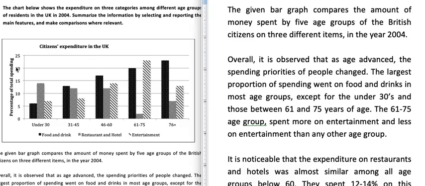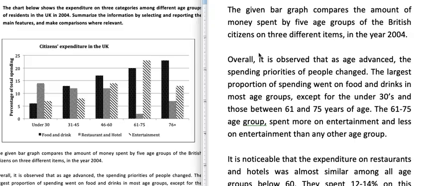The y-axis shows the percentage of total spending. The x-axis shows the different age groups and also the three categories on which the spending was done. So here we'll go about the introduction, which has to be a one sentence introduction. The given bar graph. The chart below is given in the question, but you don't have any chart in your answer sheet, so you'll write the given bar graph compares, you can also write illustrates. Compares would be good enough. Compares the amount of money spent by 5 age groups of British citizens on 3 different items in the year 2004. So this is the introduction, and then we give the overview.